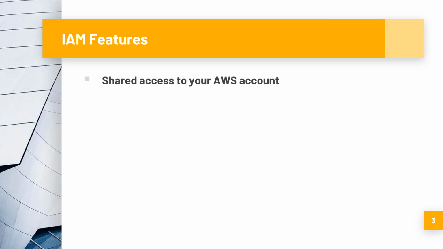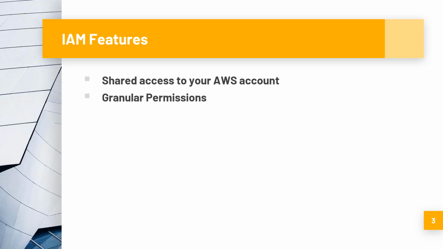You have shared access to your AWS account. Shared access means that you can grant permissions to multiple people to administer as well as use your AWS resources. And this can also be achieved without sharing your password or sharing your access keys.